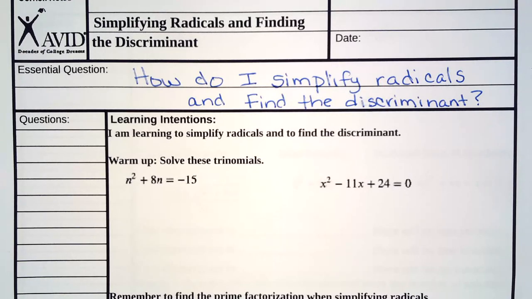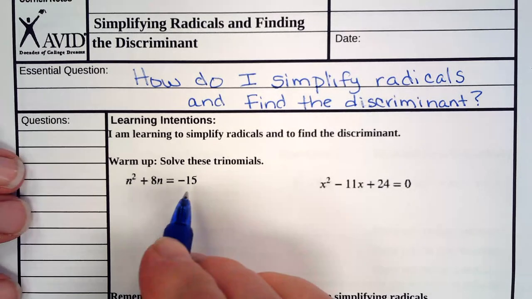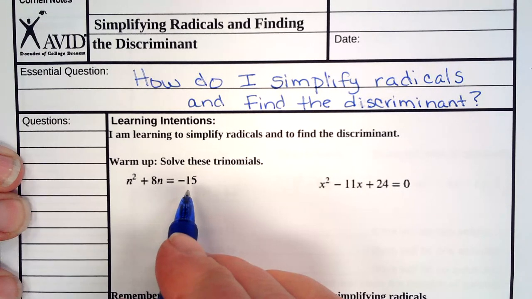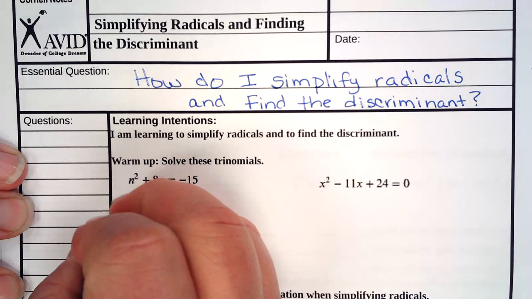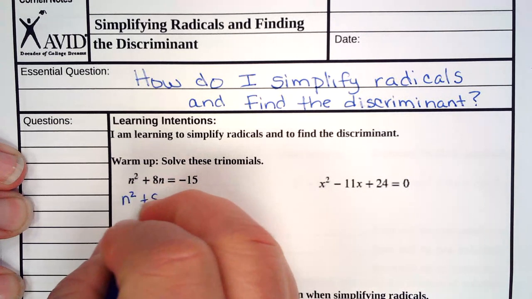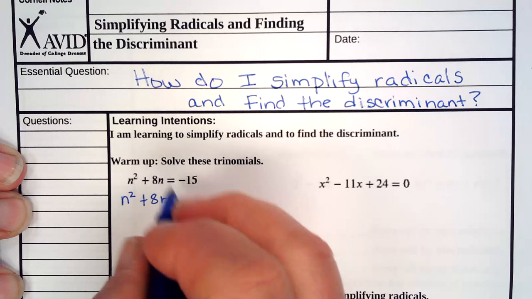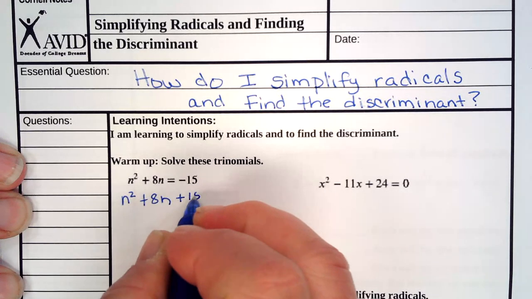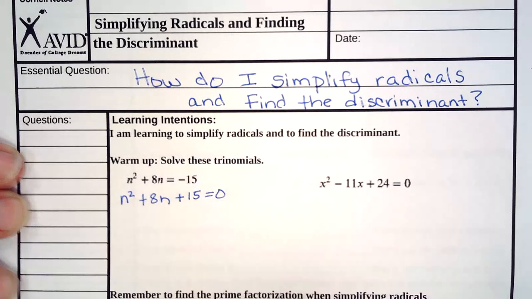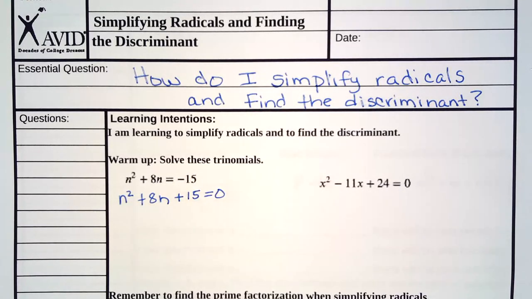Now, on the first one, is it set equal to 0? No. If it's not set equal to 0, you cannot even begin. This is a minus 15 over here, so that means it will be n squared plus 8n. I've got to add the 15 to both sides, plus 15 is equal to 0. Now I'm ready to solve.